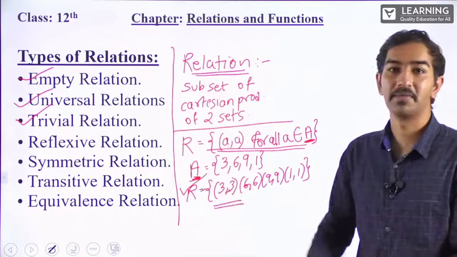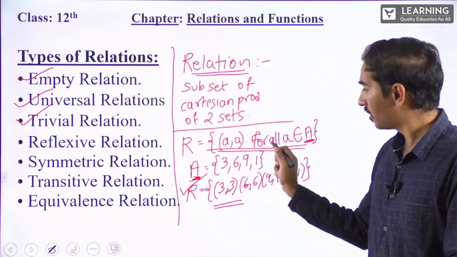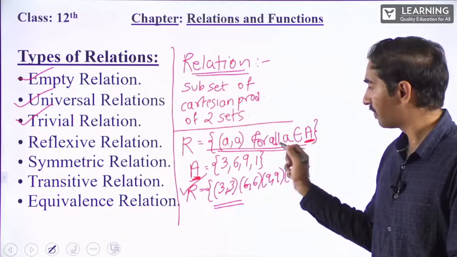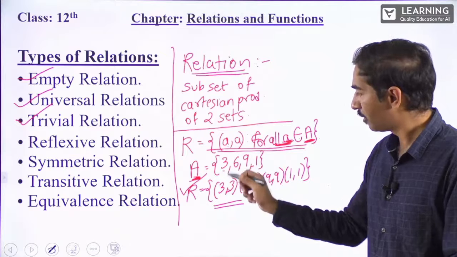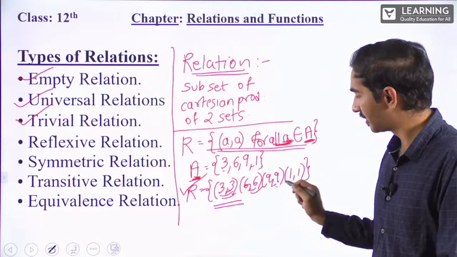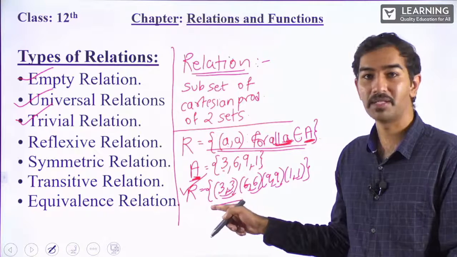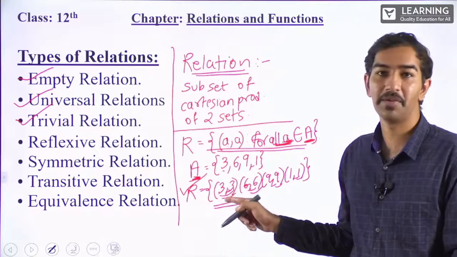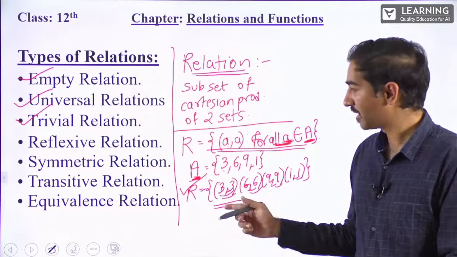This is reflexive. Why, students? Because (a, a) for all a belongs to A. A has four elements, and all four have the doublets like this, the reflection. Whatever you put in the place of x, you will get the same thing in the place of y in the coordinates (x, y). So this is reflexive.